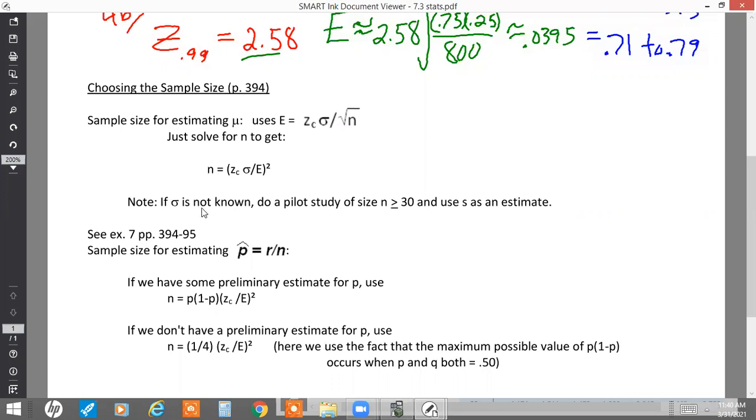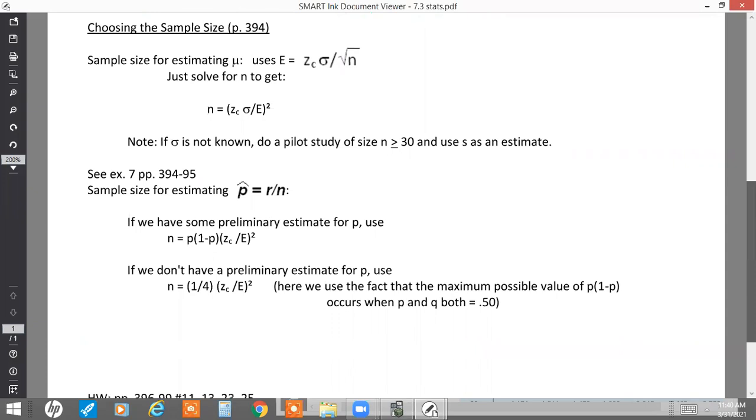Note this. If you don't know sigma, when you're trying to calculate a sample size like this, do a pilot study of size greater than or equal to 30, and then use S as an estimate. In other words, you're working in that central limit theorem concept that we saw in a previous chapter. The sample size greater than or equal to 30 means you can assume the distribution is approximately normal, right? I'll let you take a look at example 7 yourself.